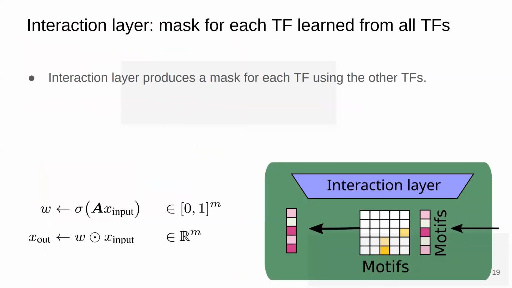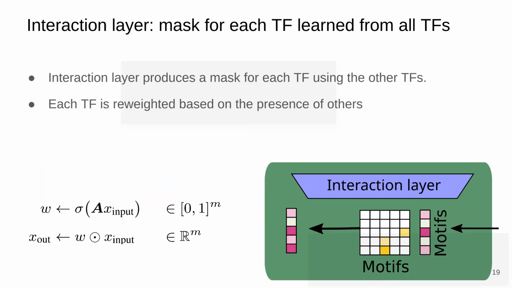Basically, what the interaction layer does is it produces a mask for each TF using the other TFs. So the contribution of each TF is reweighted based on what other TFs are present.